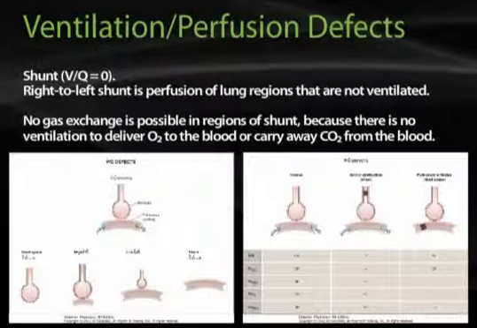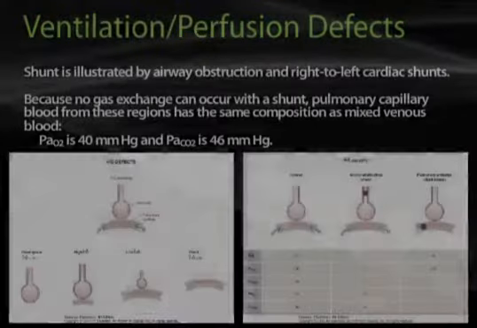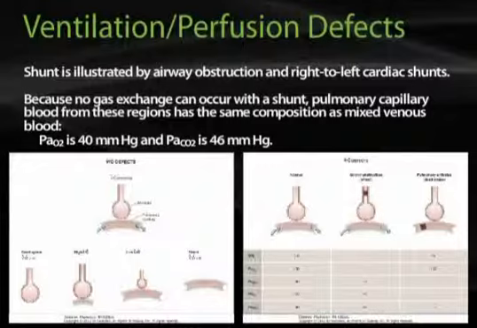The final extreme is shunt, where VQ equals 0. Right to left shunt is perfusion of lung that's not ventilated. No gas exchange is occurring. Therefore, there's no ventilation to deliver oxygen to the blood or carry CO2 away.